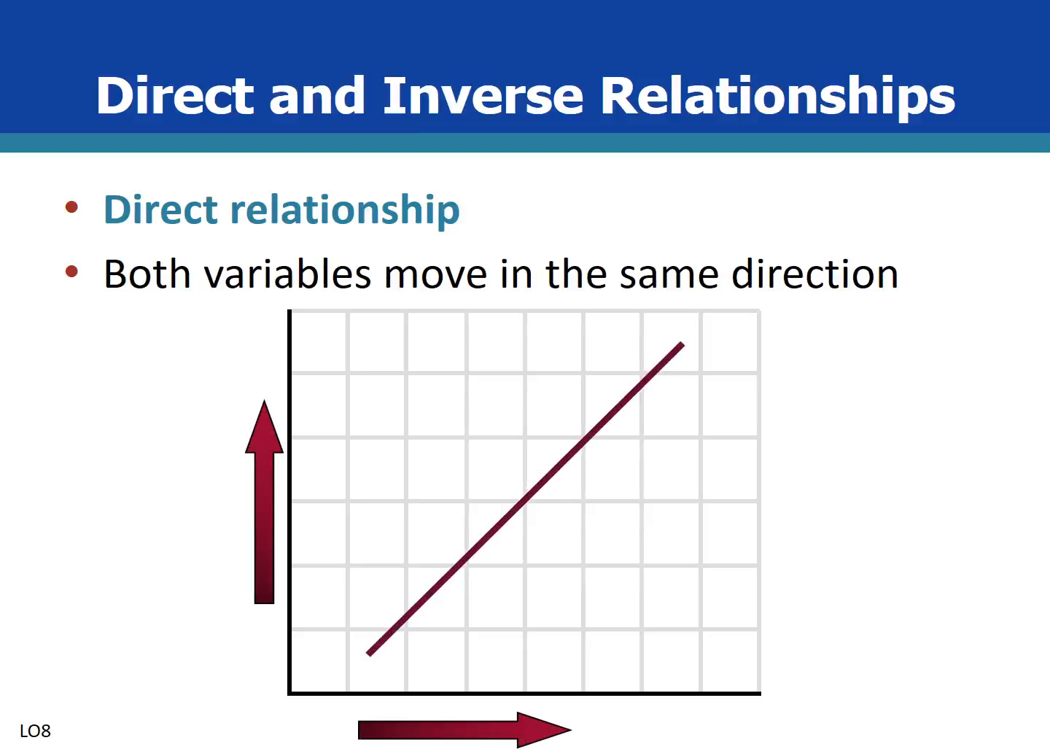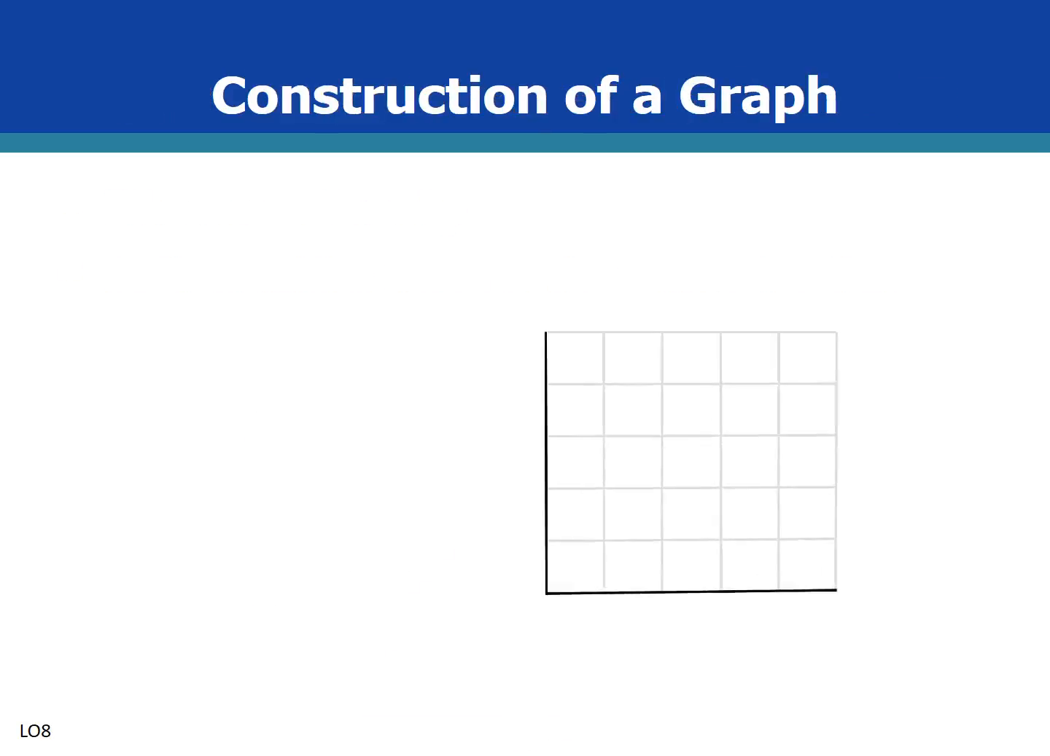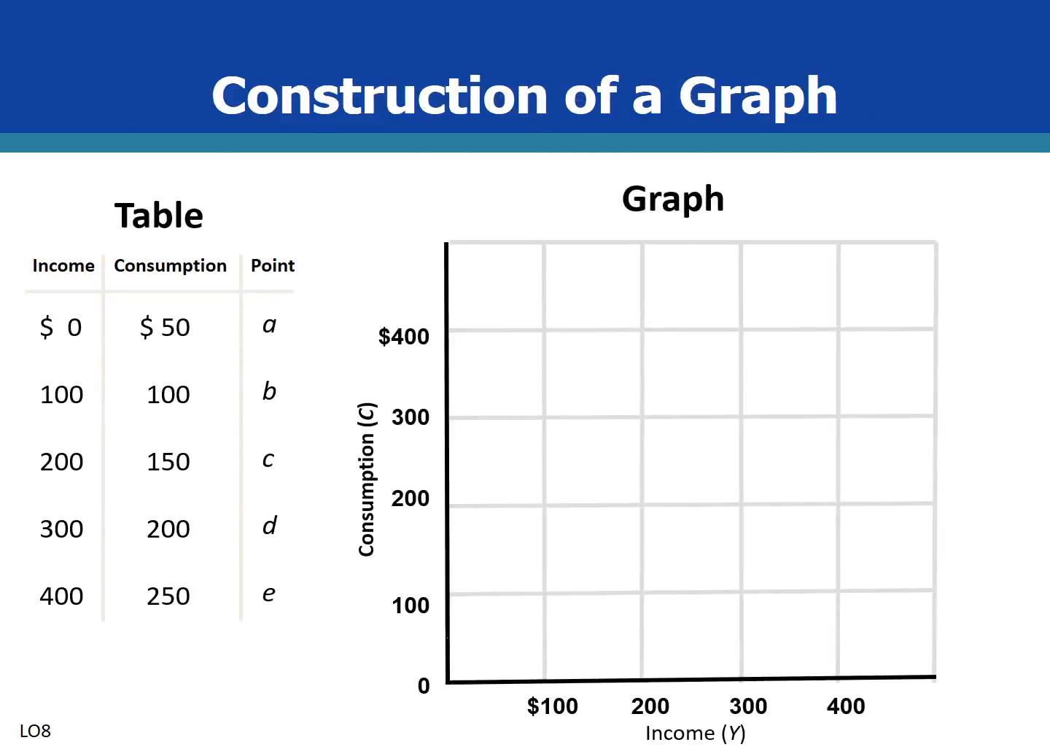Direct or positive relationships occur as the two variables change in the same direction. In other words, when the independent variable increases or decreases, the dependent variable also increases or decreases. This graphs as an upsloping line. Each pair of values in the table represents one point on the graph. This data represents variables that are positively or directly related, such as income and consumption, which will graph as an upsloping line.